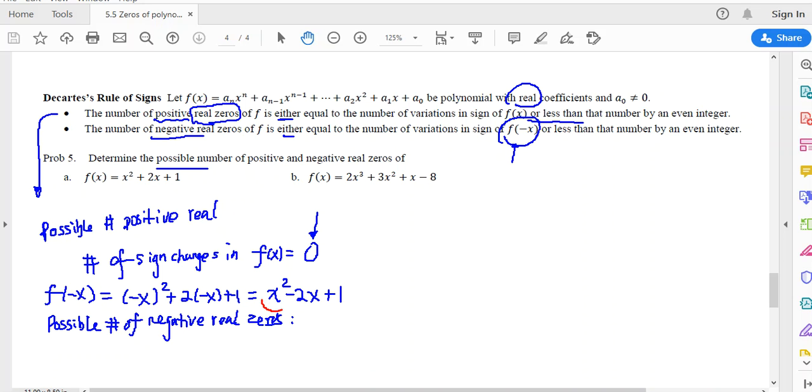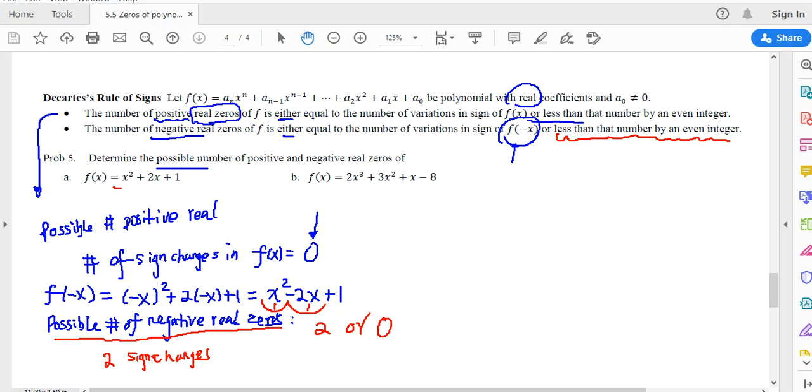Now let's count. This is positive to negative, sign change 1 there. From negative to positive, there's another one, so a total of 2 sign changes. Therefore, the possible number of negative real zeros is either 2 or less than this number by an even integer, so subtract 2 from it. So 2 or 0. The possible number of negative real zeros is 2 or 0.